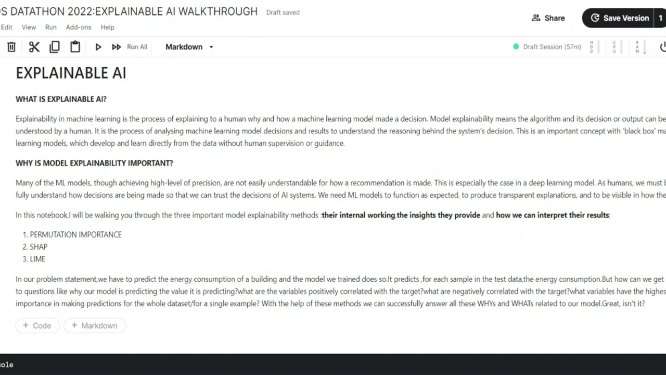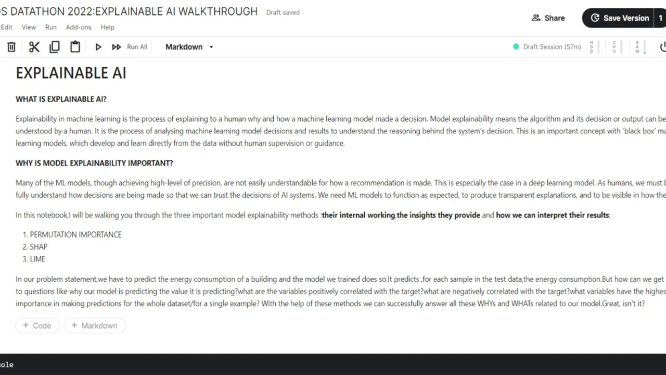tell you. So it is mainly the process of analyzing machine learning model decisions and results to understand the reasoning behind the system's decision. That is what we do. We are using machine learning in today's world for so many decision-making tasks, in big industries, manufacturers, companies. They are using machine learning for their big tasks. So in that the decision making has a very important role to play. Now, if you are using a machine learning model for your decisions, you need to trust that process of decision making. For that, you need to know why the model is making that decision. So therefore, model explainability has a very crucial role to play.